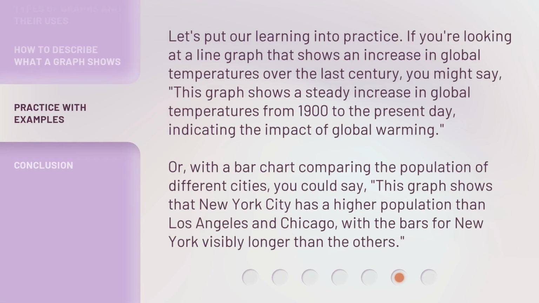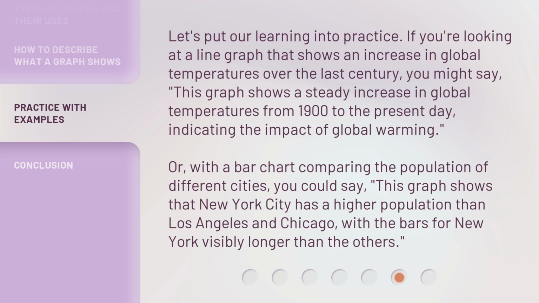Let's put our learning into practice. If you're looking at a line graph that shows an increase in global temperatures over the last century, you might say, "This graph shows a steady increase in global temperatures from 1900 to the present day, indicating the impact of global warming."